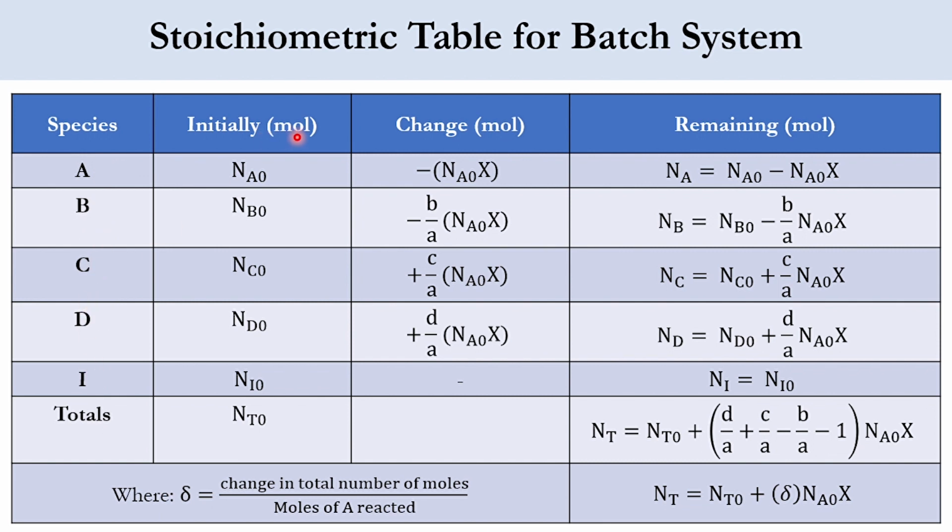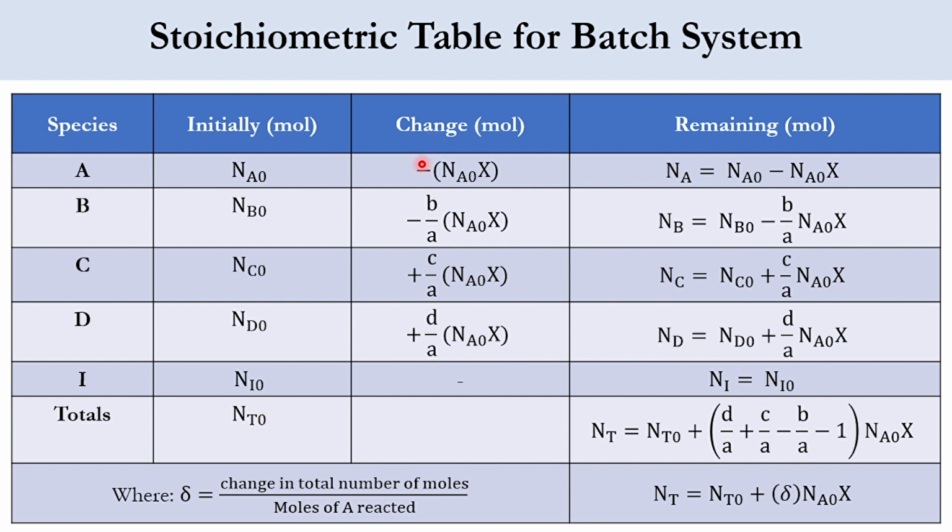The initial number of moles are Na naught, Nb naught, Nc naught, Nd naught, and Ni naught, respectively for each species, and the total number of moles will be the sum of these 5, which is Na naught plus Nb naught plus Nc naught plus Nd naught plus Ni naught, equal to Nt naught, the total number of moles at the inlet of the reactor or at the initial condition. Then we have to specify the change.